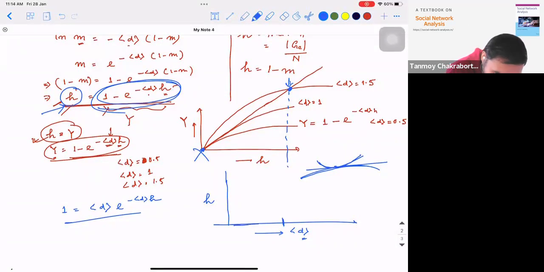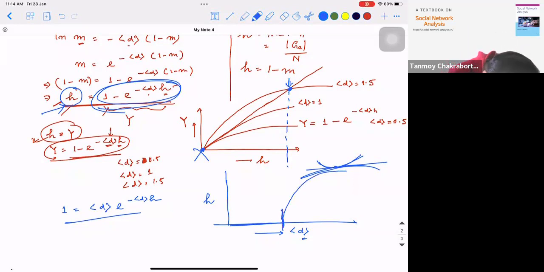And after this point, you see that the size of the giant component suddenly starts increasing. And before this point, there is no giant component. So the size is almost 0, because after a certain point, we see the giant component emerges, right?